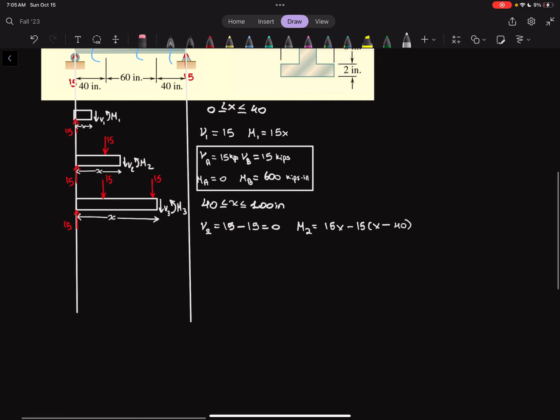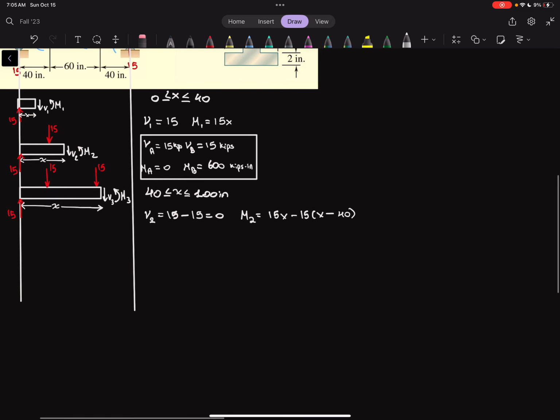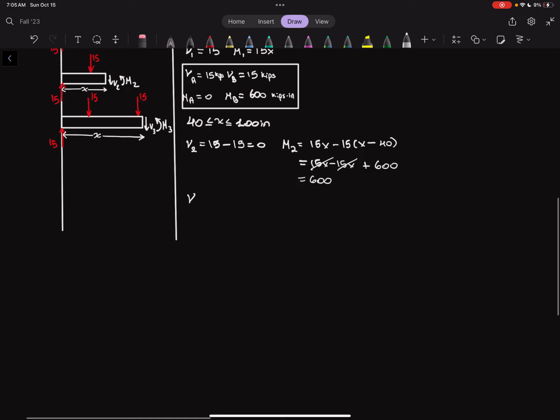And that's it. So now we can actually simplify this: 15x minus 15x plus 600. And we see that the moment is constant, which makes sense because it's pure bending. So V2 is going to be 0, not V2, VB.